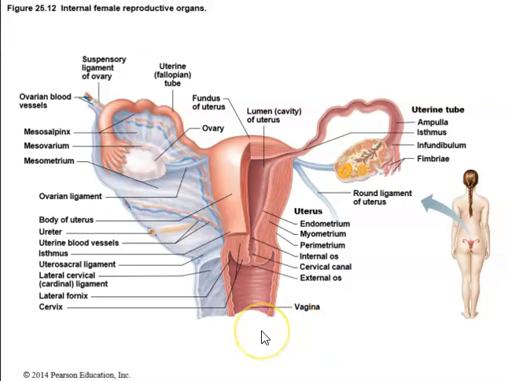So we can see different suspensory ligaments that hold the uterus in place. We can see the mesometrium, which is what's holding the body of the uterus in place. There's the mesovarium and the mesosalpinx, again, part of the ligaments that hold these structures in place.